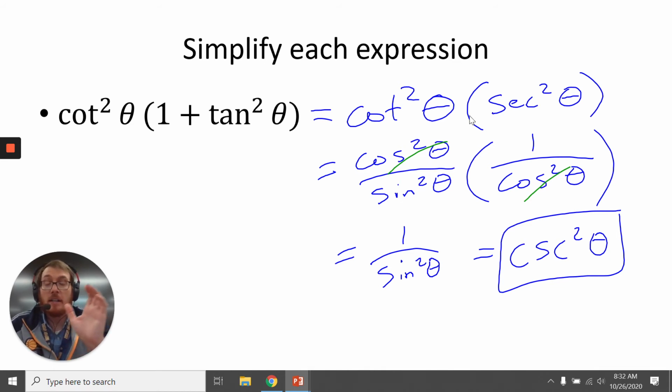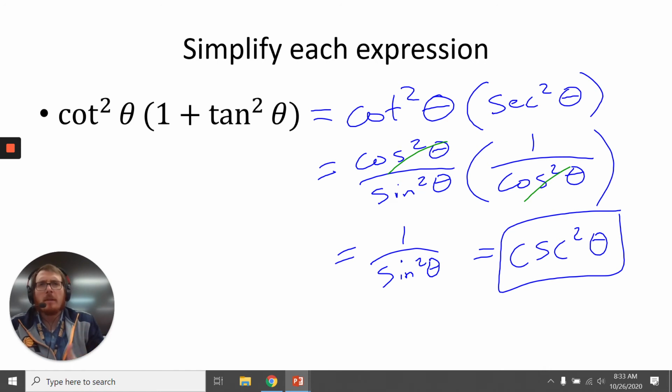Now notice here, they are squared, but they're still just two things multiplied to one another. So change things into sines and cosines. Cotangent is cosine divided by sine, and you just square both of them because it's cotangent squared. Secant squared is 1 over cosine squared because 1 over cosine is the same as secant. The cosines cancel. You get 1 over sine squared, and that's the same as cosecant squared.